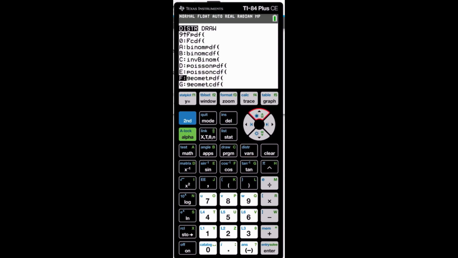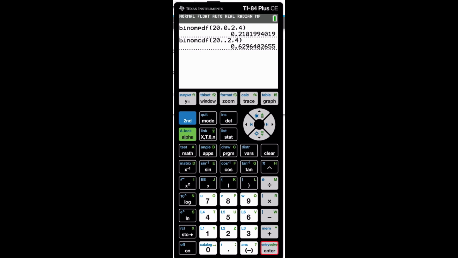Again, this time I'm going to choose binomial CDF, which is the cumulative distribution function. I still am doing this for 20 trials. My probability of success has not changed. It is still 0.2. And right now, I want to find the probability that I make 4 or less baskets. So I'm going to go ahead and press paste, and then I press enter.